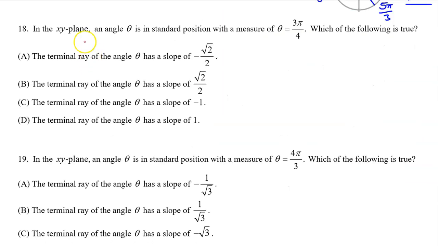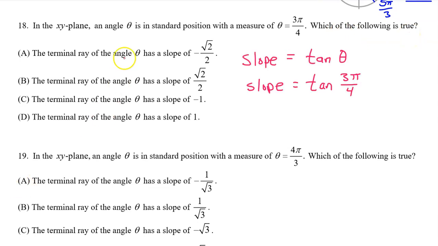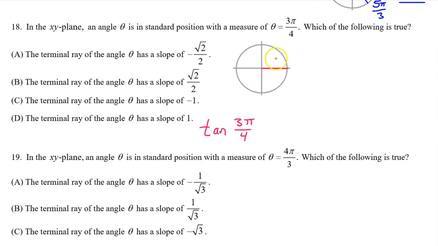Number 18. In the xy plane, an angle theta is in standard position with a measure of theta equals 3 pi over 4. Which of the following is true? All of the options simply state the slope of the terminal ray of angle theta, but we know that the slope of the terminal ray of angle theta is equal to tangent theta, and we are given that theta is 3 pi over 4. So the slope of the terminal ray of angle theta will equal the tangent of 3 pi over 4.